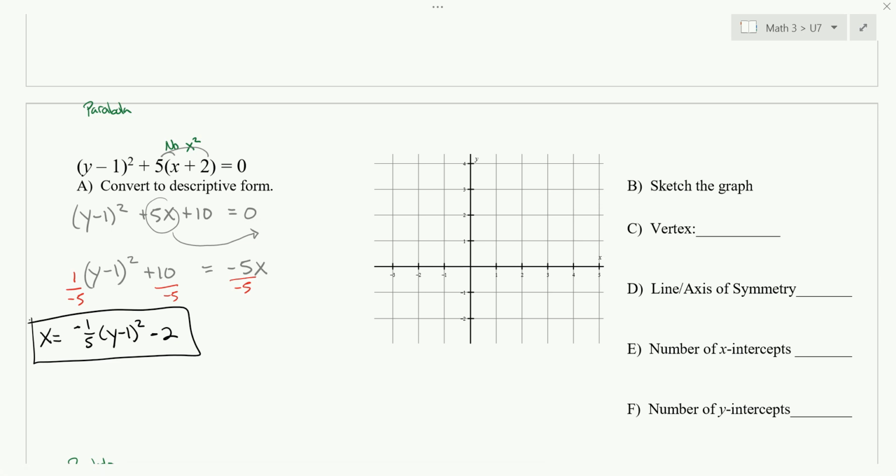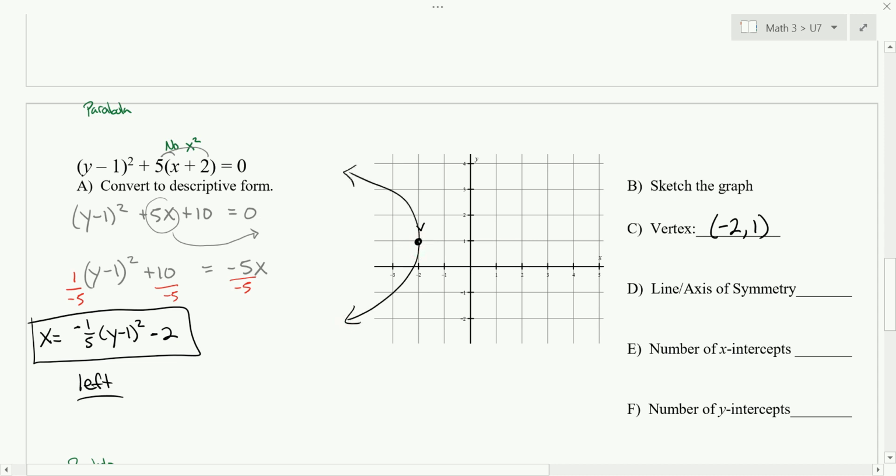So what's our vertex going to be? Negative 2, 1. Which way is it going to open? To the left. Well, it's not asking for a focus here, is it? So we don't have to do that 1 over 4a because it's not asking for a directrix. Just do this. Open to the left. There we go.